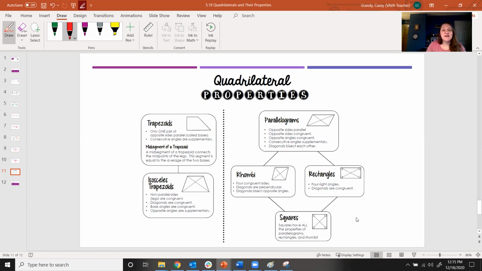The last slide of this, I included the same little diagram that we had in one of our previous lessons, but I also added the trapezoids for you too. So this could be a good study device, practicing and remembering the properties of each of our quadrilaterals, including our trapezoids, our isosceles trapezoids, and even some midsegments.